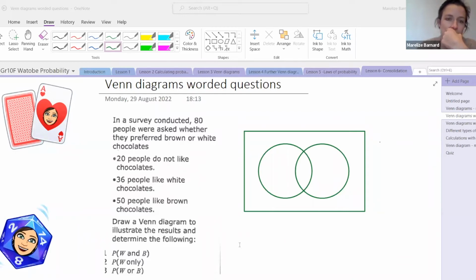Ma'am, I would like to ask about how did you find out that there's an intersection? Because 20 people do not like chocolates, 36 like only white, and 50 like brown chocolates. So I'm not sure how you found the intersection. Do you notice that the numbers add up to more people than were in the survey? There were 80 people, but if you look at the numbers, it's 20 and 36 and 50. That's more than 80, and that is the clue that there is an intersection.